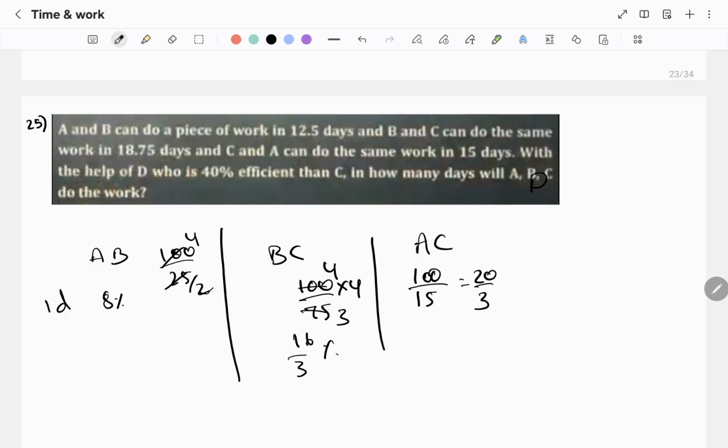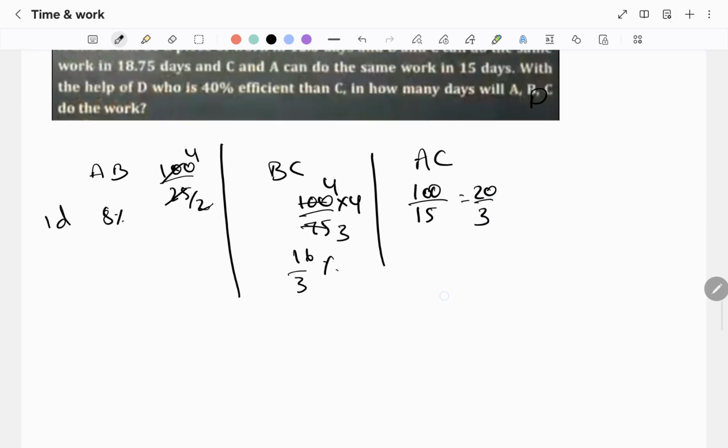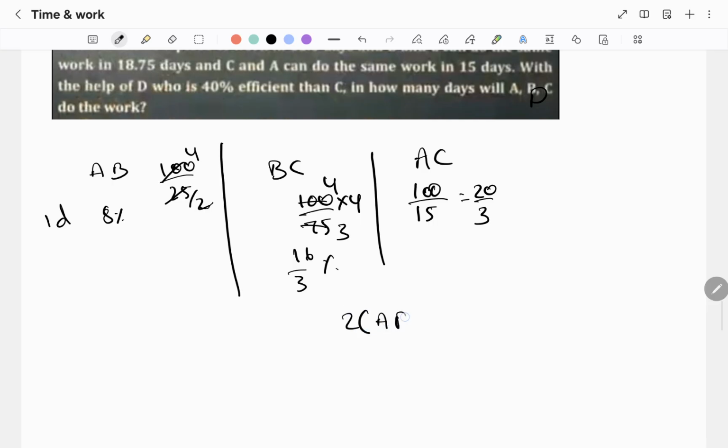All together, this is AB, BC, CA. 2 times ABC is equal to, add it, 8 plus 16 by 3 plus 20 by 3 is 36 by 3, which is 12. 12 plus 8, 20%. So then ABC is 10%.